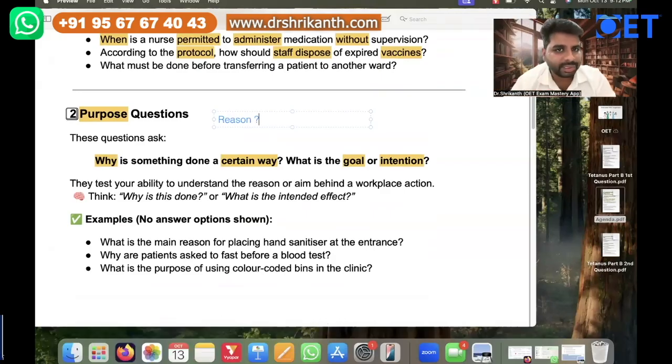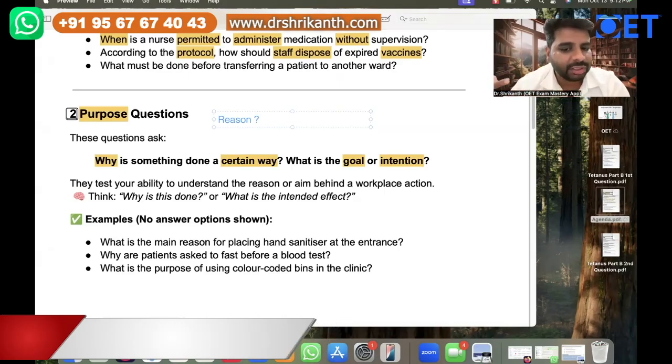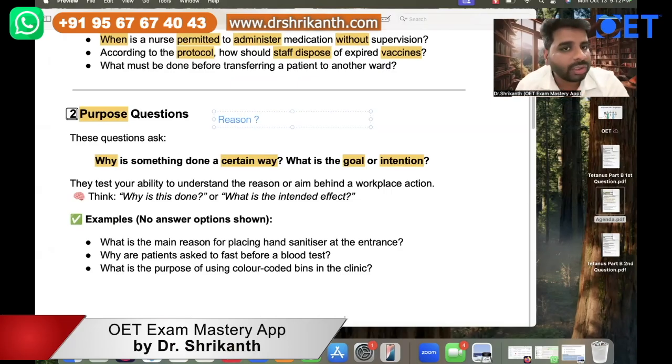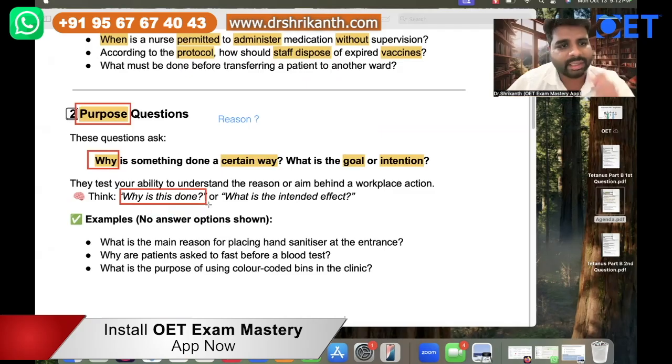So there is a purpose for that. There is a reason for that. These questions are asking you why, what is the reason, what is the purpose of this action? An action is done, but they're not asking you what the action is, or what the consequences of the action are. They are asking you why it is done. So the main word when you're dealing with purpose type questions is why. You have to ask yourself, why is this done?